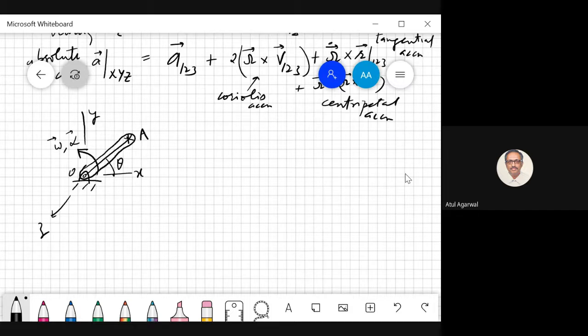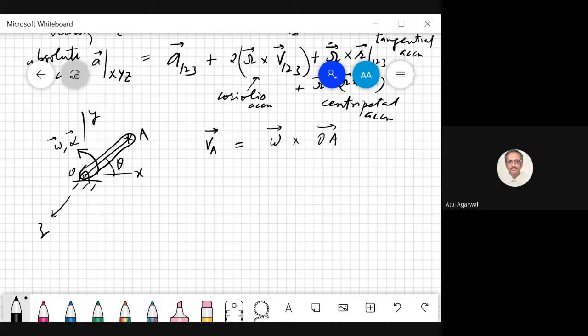Now I want to find the velocity of the point A. What will be this velocity, Lavish? It's a rigid body. This bar is a rigid body and it's spinning about point O. So the velocity will be nothing but omega cross OA, where omega is the angular velocity. Yes, sir. So that is the velocity of point A.